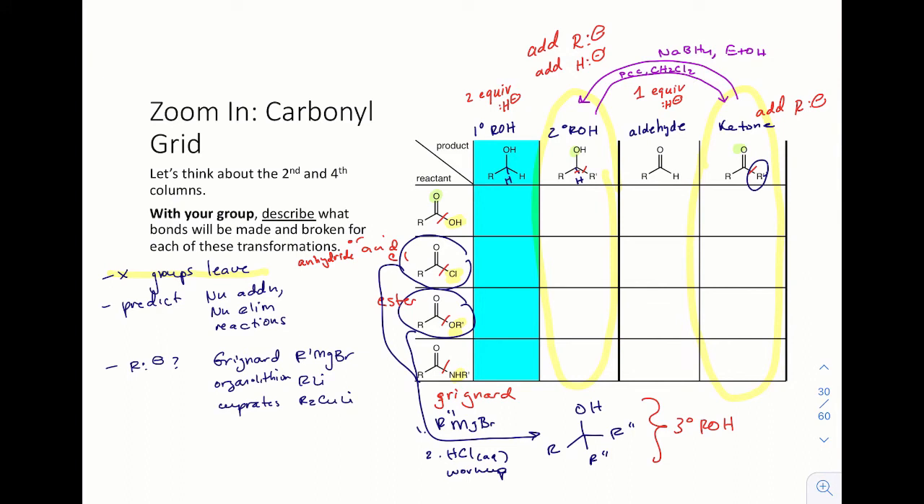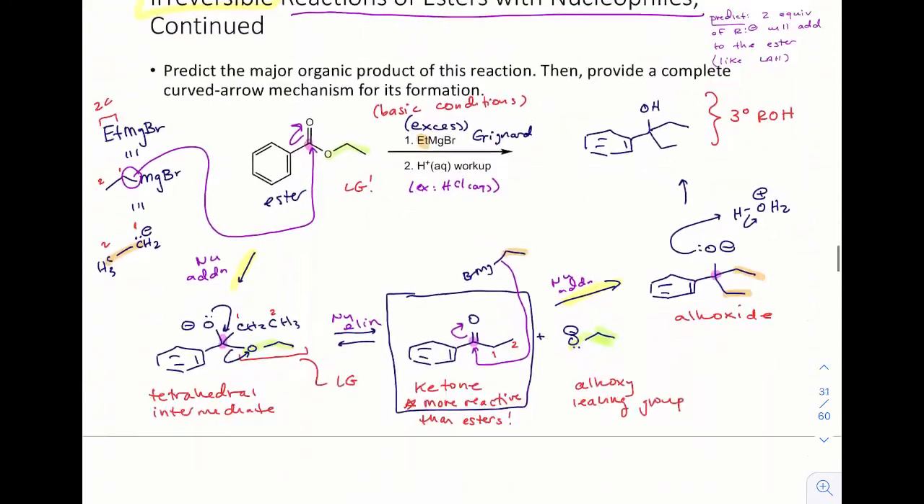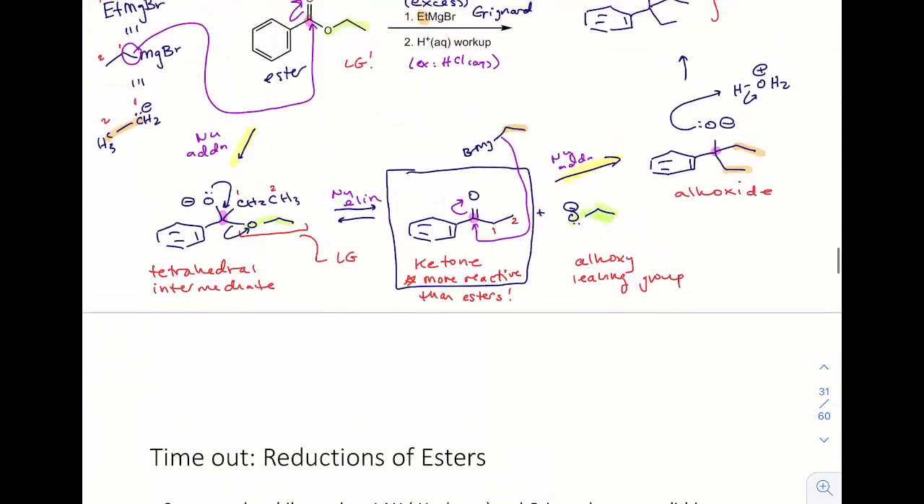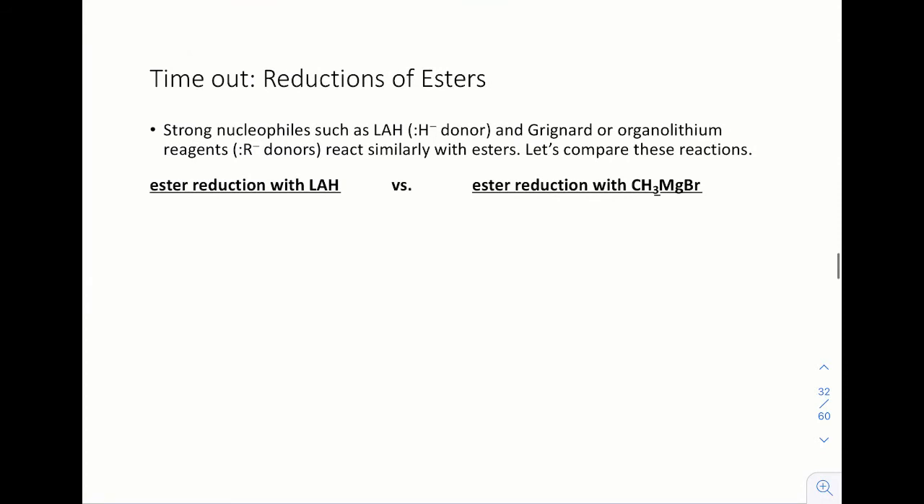Well, that was fun, but it didn't take us to make either the secondary alcohol or the ketone. And that's really because these 2 equivalents of R were added. We want to add 1 equivalent of carbanion, not 2. So it's a really similar problem to what we had with reducing esters directly to aldehydes.